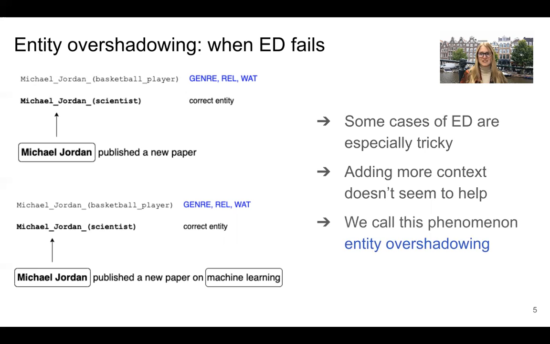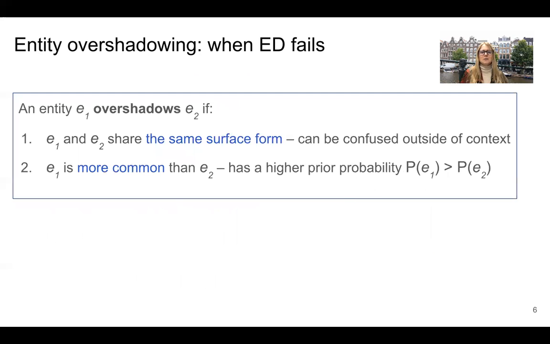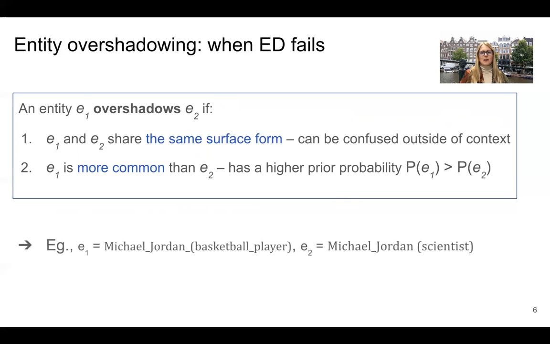We call this phenomenon entity overshadowing. And we came up with definitions. So one entity overshadows another if, first of all, they share the same surface form, the same ambiguous entity mention, so they can be confused with each other. For example, if you just write Michael Jordan. And secondly, the first entity is more common than the second entity, and we think that we are more likely to encounter this more common entity. So as I mentioned, Michael Jordan, the basketball player, overshadows Michael Jordan, the scientist.